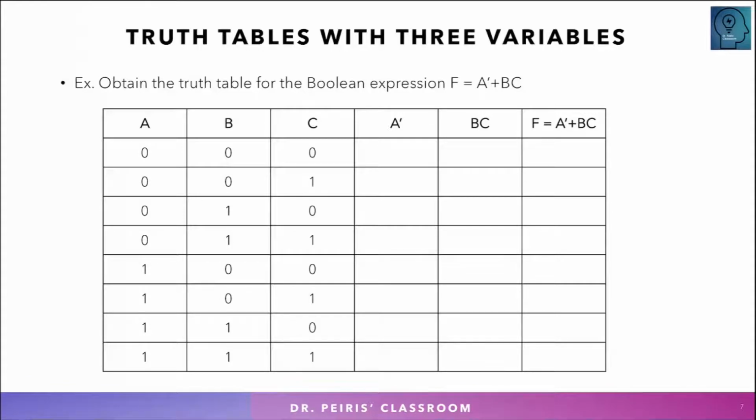Now let's see what we have in our expression. So what is the first one that we need to do? The prime. So we have a prime, so I'm going to fill that a prime column, which means you need to complement that column. So all the zeros become ones and the ones become zeros.